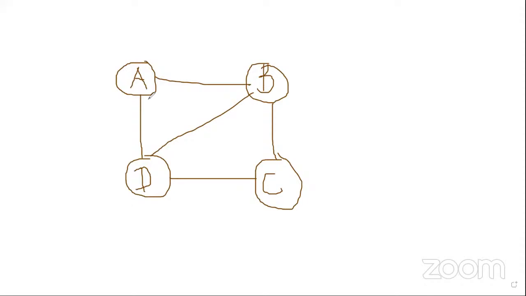And let's say if I add one more edge like this. Now what is the updated clique in this particular graph? ABCD. The entire graph forms a clique.